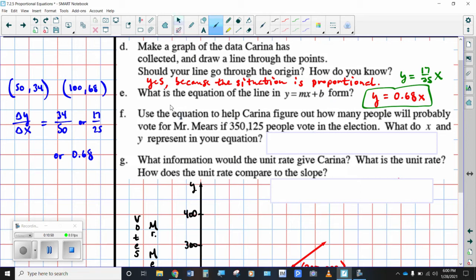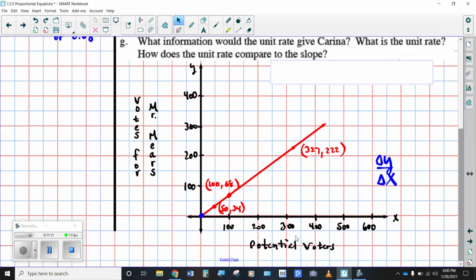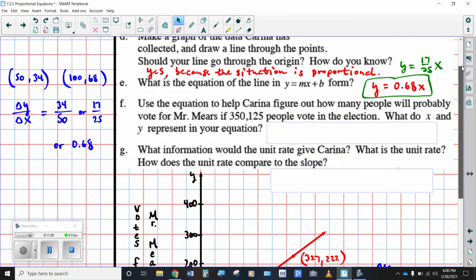So now it says, use the equation to help Karina figure out how many people will probably vote for Mr. Mears if Atlanta has a population that allows for 350,125 voters. Okay, what do the x and the y represent in this situation? Well, x is your independent variable, right? So that would be the total number of potential voters. And y is your dependent variable, so that's going to be the number of people who vote for Mr. Mears.